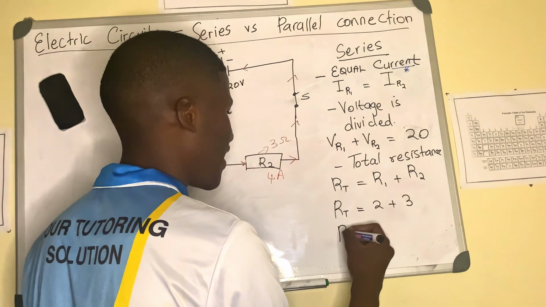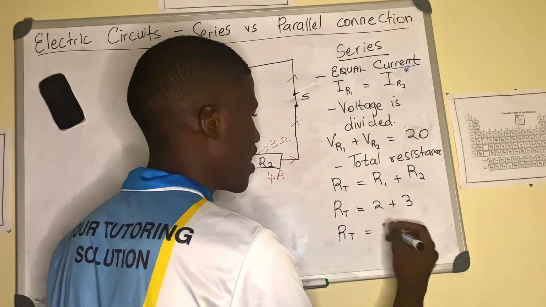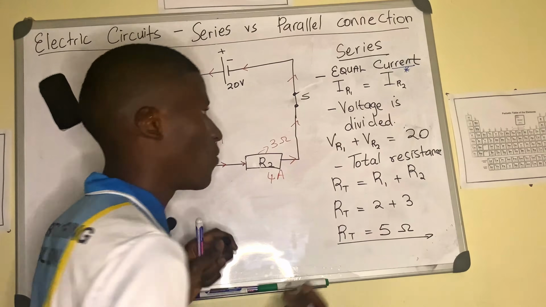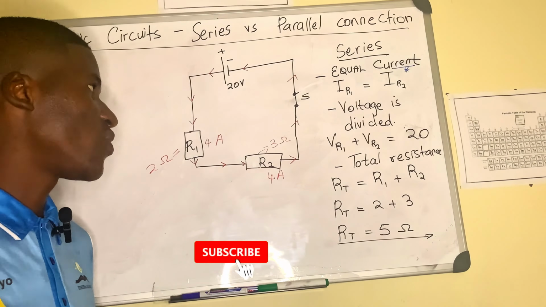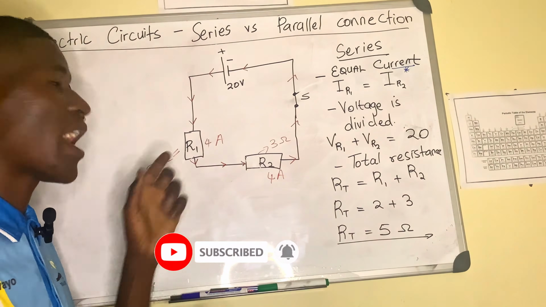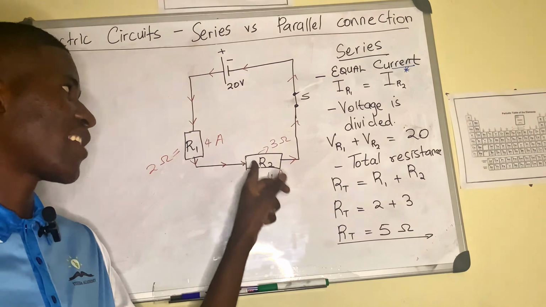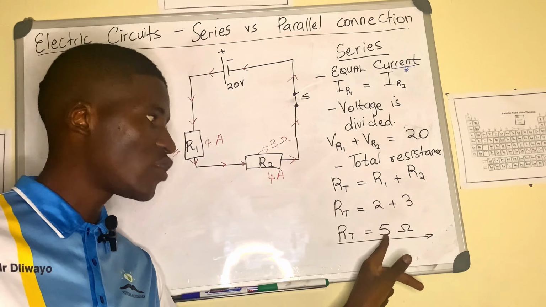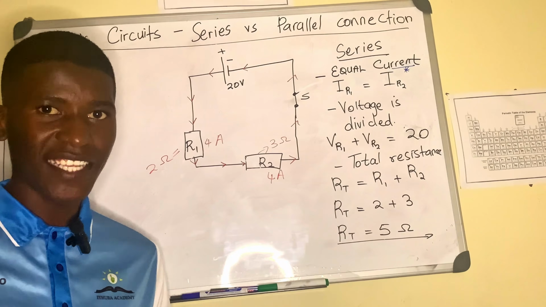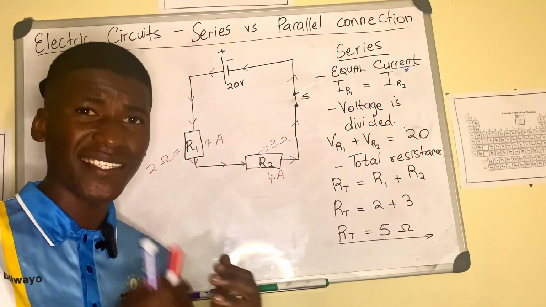So this total resistance here will give us 2 plus 3, which is 5 ohms. But the bottom point of this is to say that when you want to find the total resistance, you are just going to add them. If R1 is 2 ohms and R2 is 3 ohms, if I add these two, I will get what? I will get 5 ohms. That's my total resistance. It's the total because there's only two resistors here.